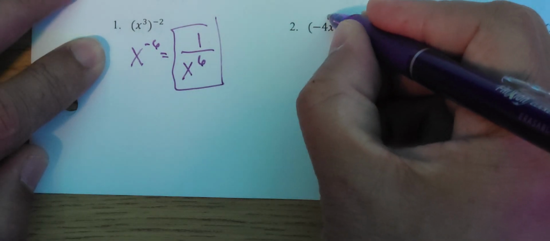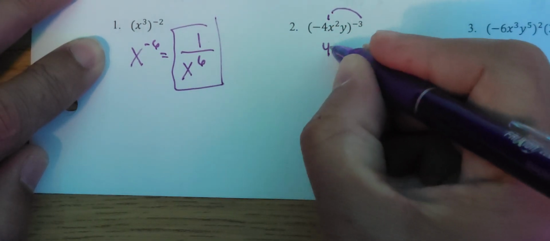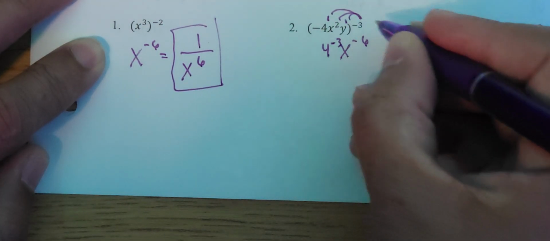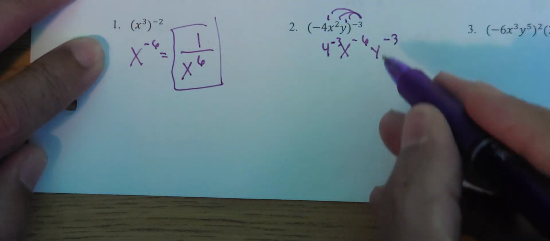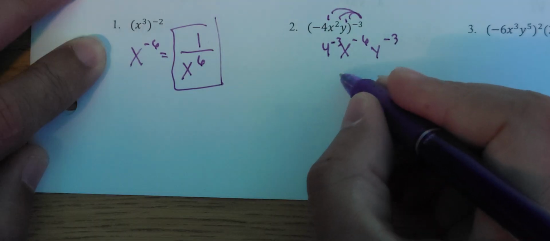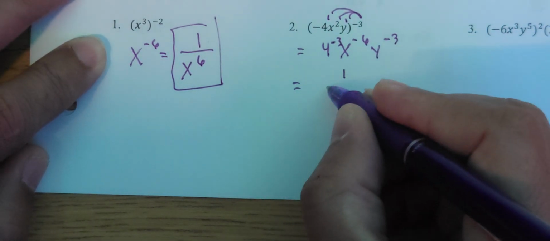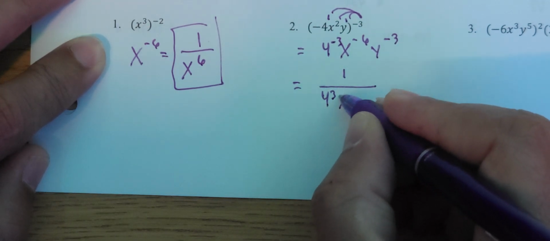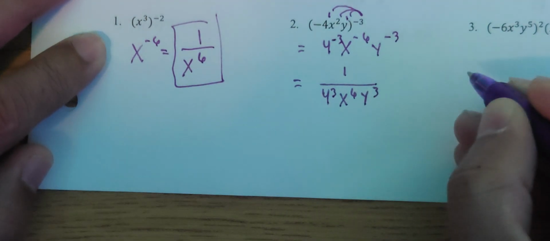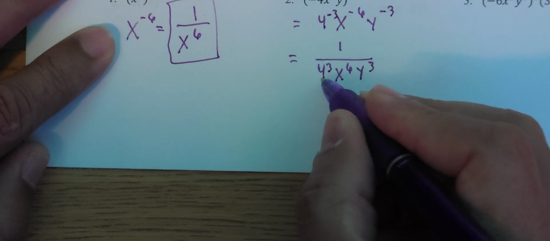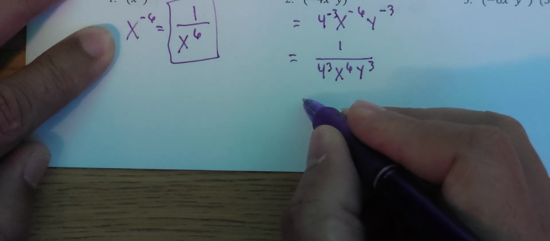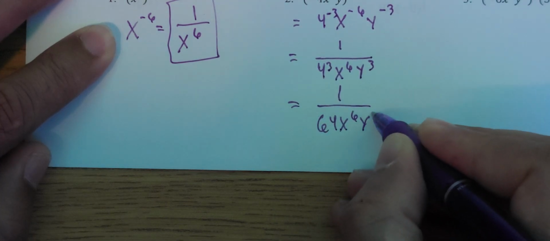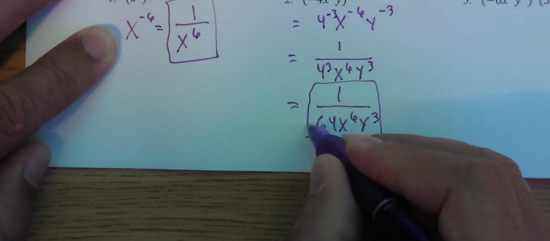This one here, this is to be negative 1. So then that becomes 4 to the negative 3rd power, x to the negative 6th power, and y to the negative 3rd power. So notice they all have a negative power. So then this is 1 over 4 to the 3rd, x to the 6th, y to the 3rd. But again, 4 to the 3rd is the same as 4 times 4 times 4. 4 times 4 is 16. 16 times 4 is 64. So then this is 1 over 64, x to the 6th, y to the 3rd. And this is our final answer for that problem.